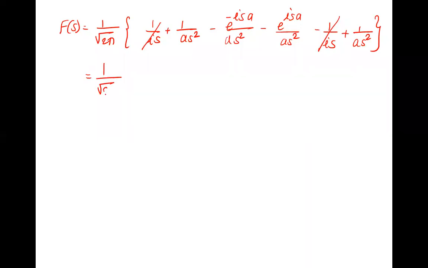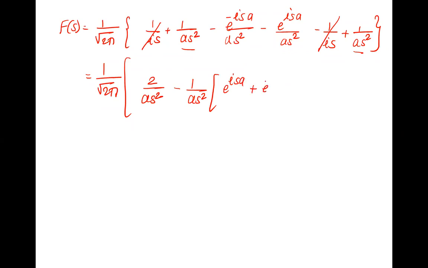1 upon root 2 pi. This and this will get added. 1 plus 1, 2 upon a square. And here, minus 1 upon a square is common. We'll take it out. I'll write this first: e raised to isa plus e raised to minus isa. Minus 1 upon a square from both of the terms is taken out. Then this plus and this plus: e raised to isa plus e raised to minus isa.